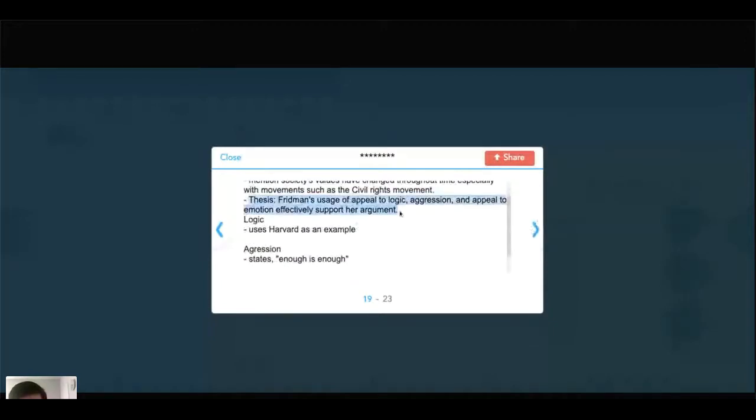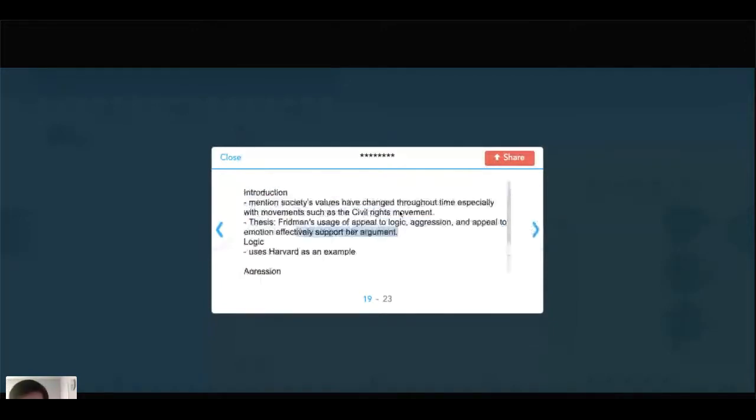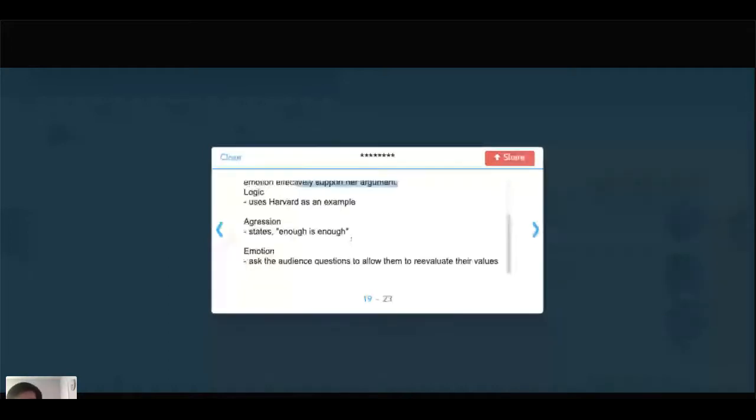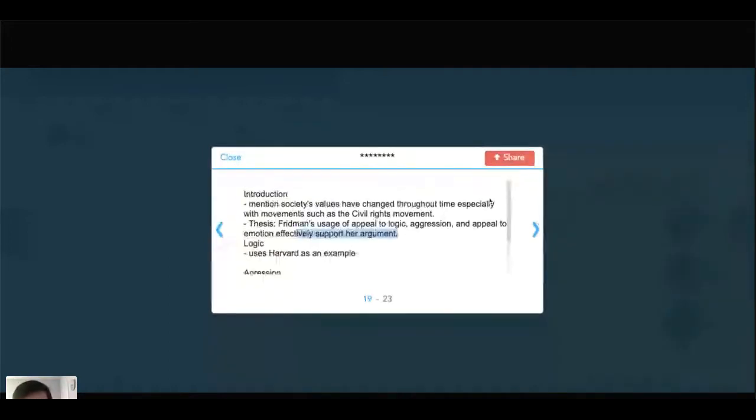Effectively support her argument. So once again, I think you'd have to go in a little bit more depth as to what her argument is, but I think this was an outline, so it's okay that you don't have a complete thesis. Just make sure that you are including information about the purpose, the message, tone, things like that.